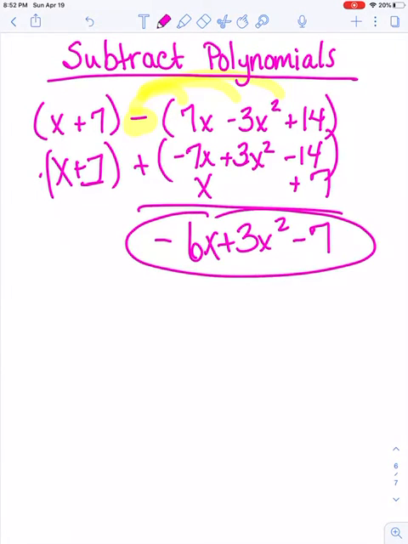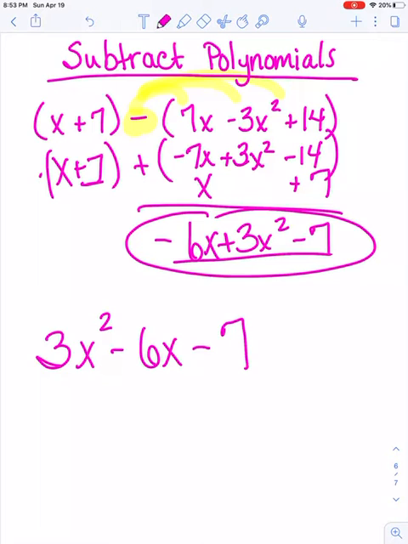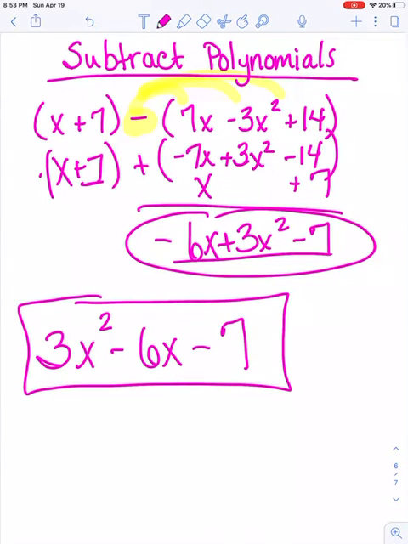Now, I, as you all know, am totally OCD, and it's not wrong if you were to leave your answer like this, but that is not what we would call standard form of a polynomial. This is just the order that it was written in, but I like you to write your answer in standard form. Standard form is where the largest exponent comes first. So I'm just rearranging my terms. The commutative property allows me to do that. So I put my 3x squared first. It was positive, stays positive. Then I put my negative 6x. It was negative, so it stays negative. And then I have my negative 7. It's negative, so it stays negative. So this is my answer.